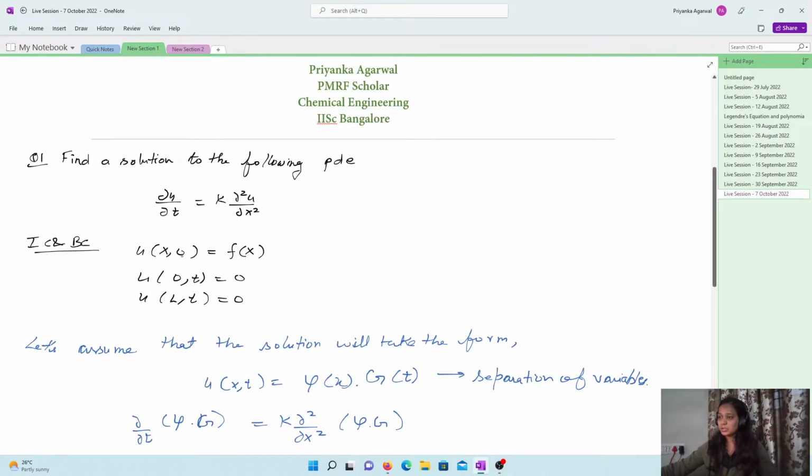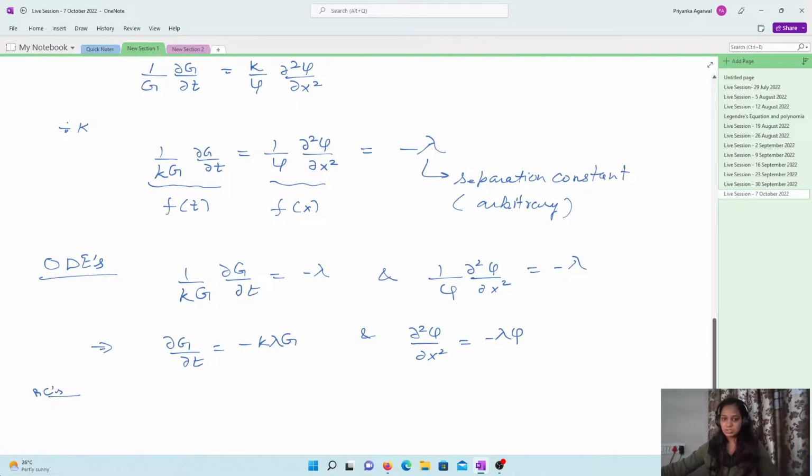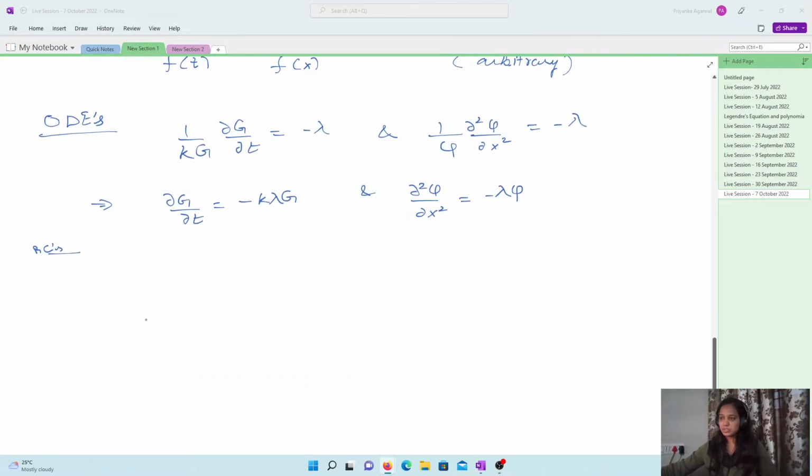So we know the boundary conditions: u at x comma 0 is f(x), and this is the initial condition. The boundary conditions are u at 0 comma t equals 0 and u at L comma t equals 0. So what will be the condition over here? Now let's see the boundary condition, which is u at 0 comma t is 0.